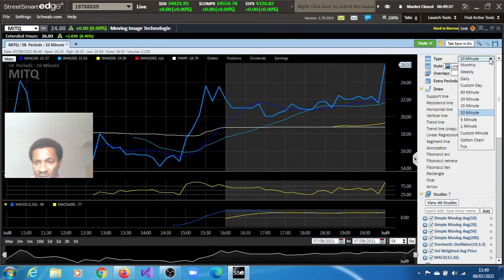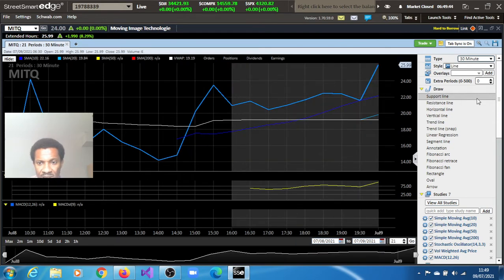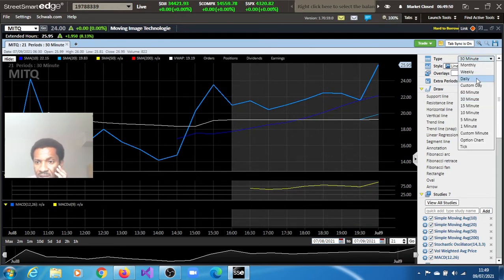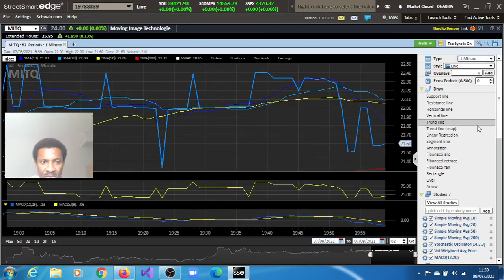Let's have a look and see whether the 30-minute model will indicate something different. Yes, it is indicating something different. Let's see the 60-minute model. Yes, not a lot of data points, because the stock has not really traded for a very long time. So I think that we'll just stick to the 1-minute model.